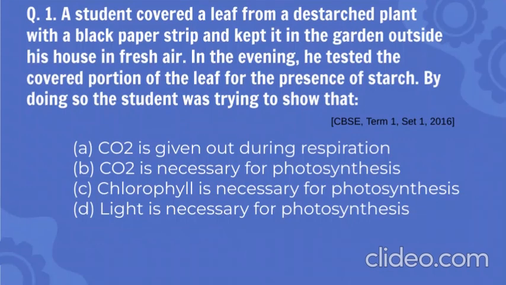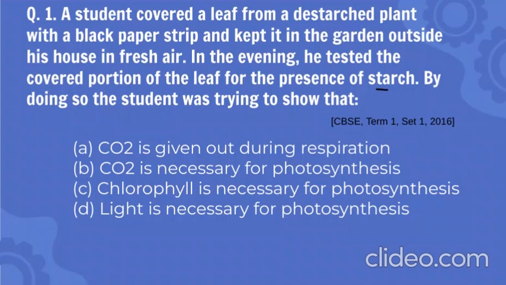A student covered a leaf from a destarched plant with a black paper strip and kept it in the garden outside. In the evening, he tested the covered portion of the leaf for the presence of starch. By doing so, the student was trying to show what?